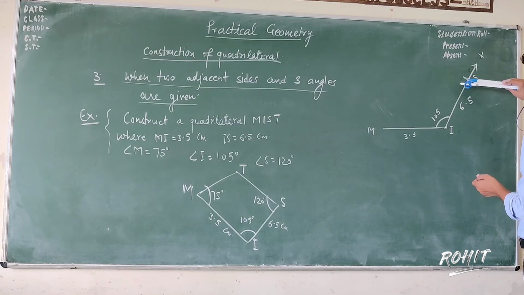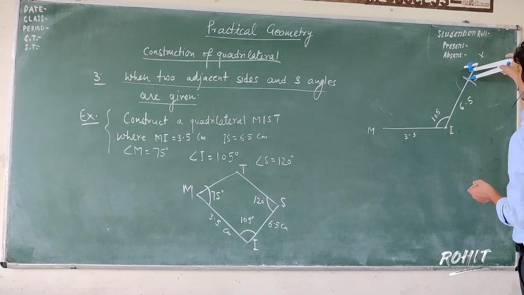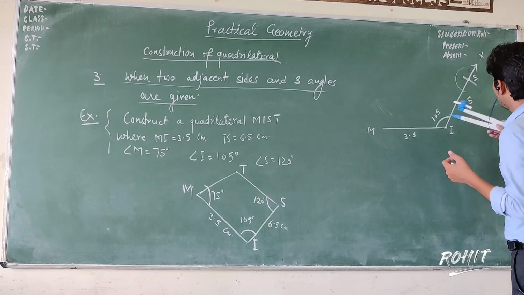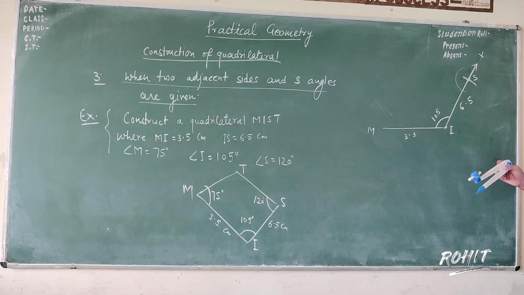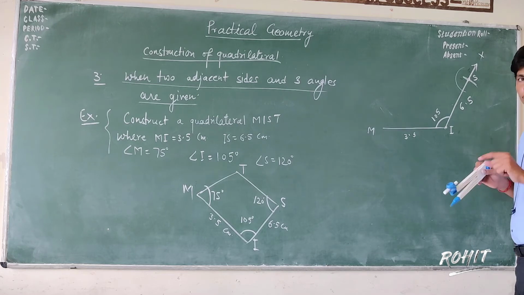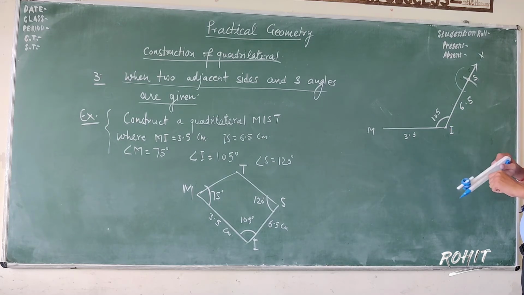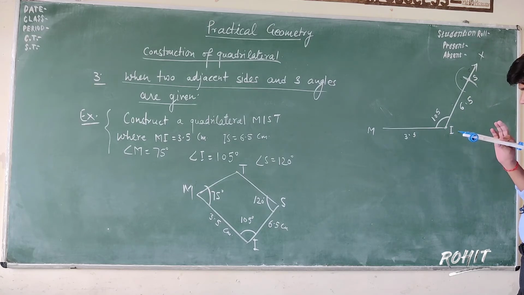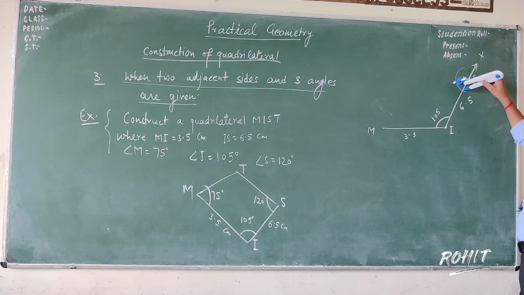Take protractor. Those angles which can be made by the compass are 45 degree, 90 degree, 120 degree, 60 degree, 30 degree. These angles can be made by the compass, and therefore you also use compass to make these angles. But those angles which cannot be constructed by the compass, it is easy to use protractor. So 120 degree can be made by compass, therefore we will use compass to make this.